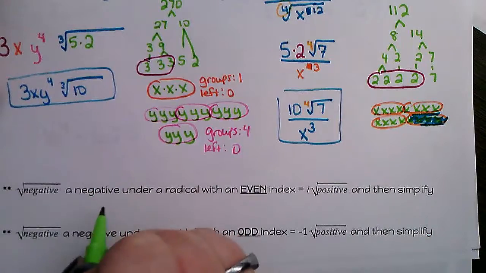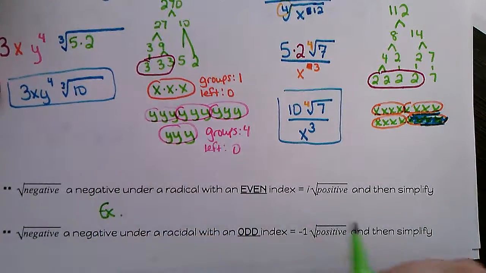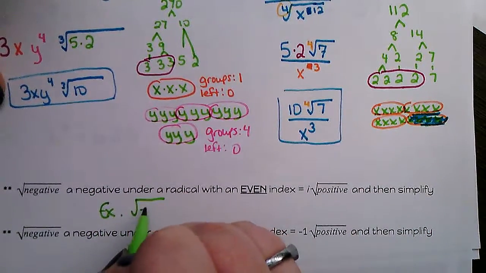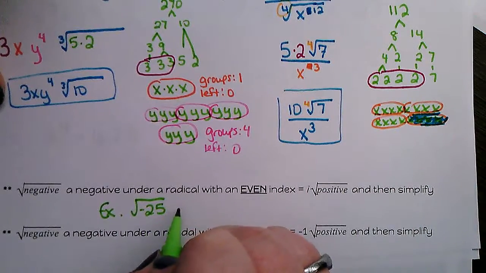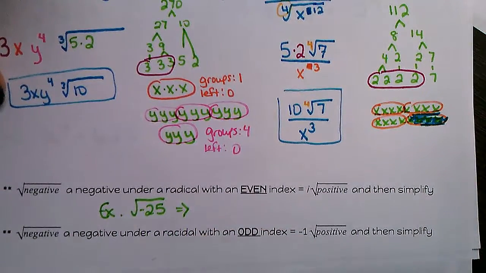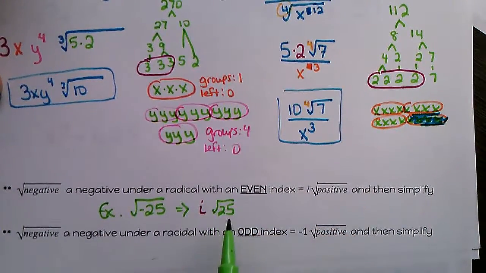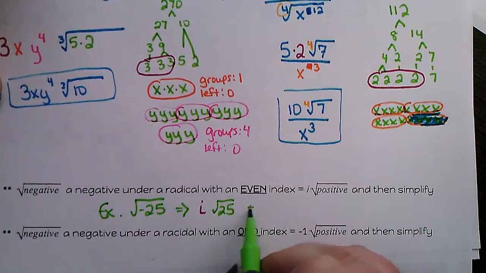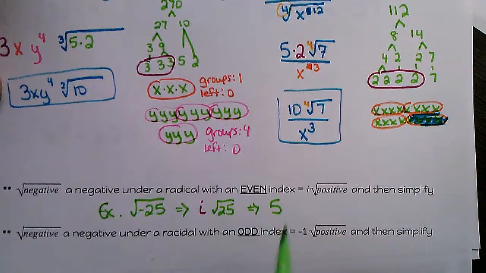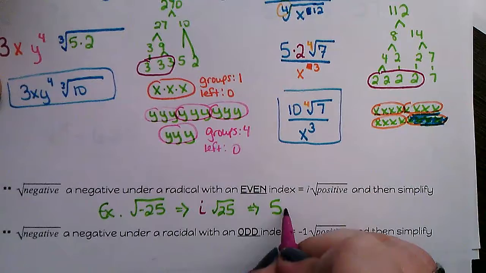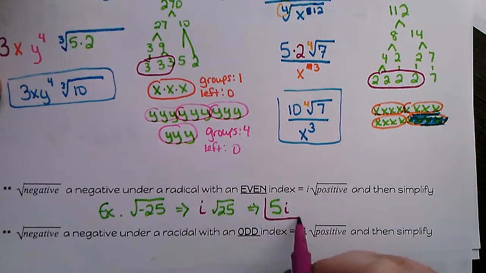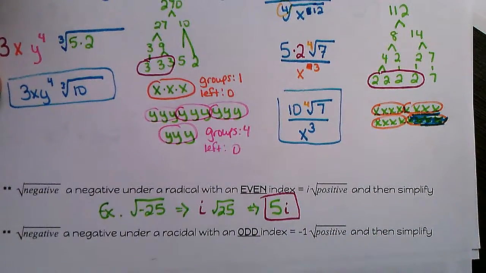So, for example, if I had the square root of -25, that would give me i on the outside, and then the square root of 25, and then you can just do the square root of 25 in your calculator, which gives you 5, and then we put the i second, because letters always go second when we're writing our answer.